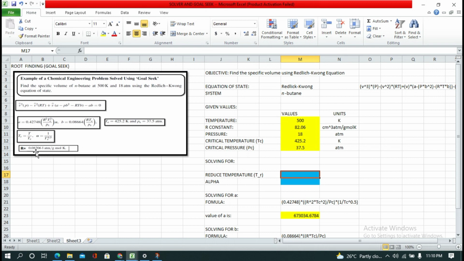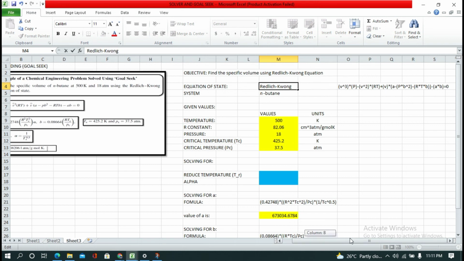0.08206. So in here I already inputted the needed values. For our objective, we need to find the specific volume of the n-butane using the Redlich-Kwong equation. So our equation of state is Redlich-Kwong. And then this is the formula. I already typed this formula for later referencing. And our system is n-butane.